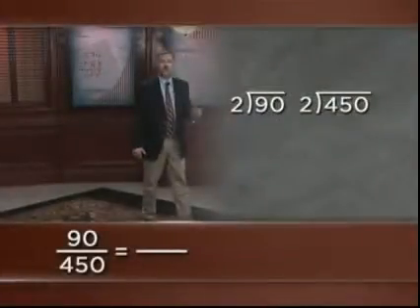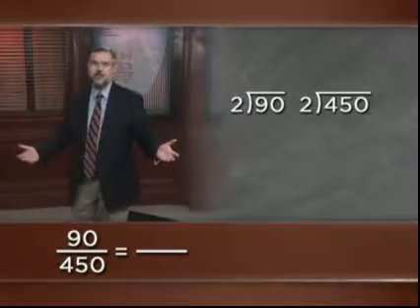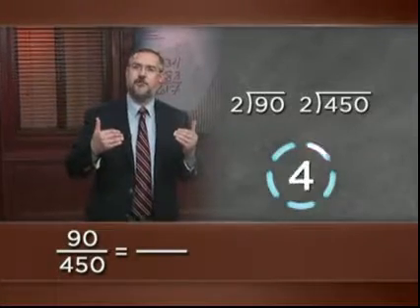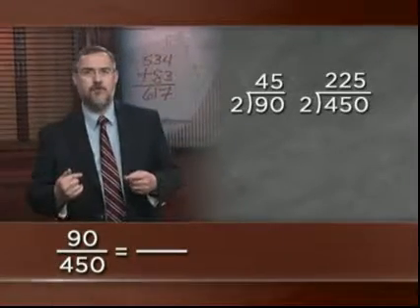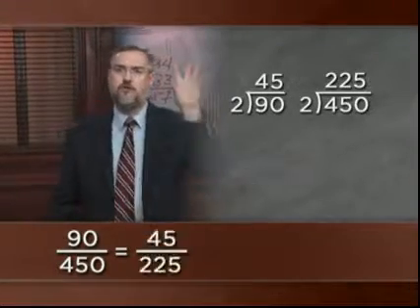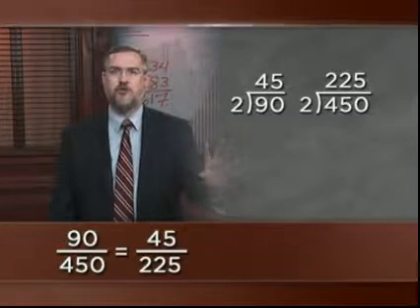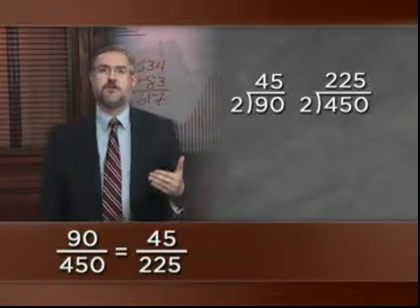So let me start here by dividing out the 2 from both the numerator and denominator. I have that choice. Feel free to pause the lesson here and compute 90 divided by 2 and 450 divided by 2 using long division. Now, once you've divided out those 2s, you should find then that 90 over 450 is equivalent to 45 over 225 after you completed those long divisions.